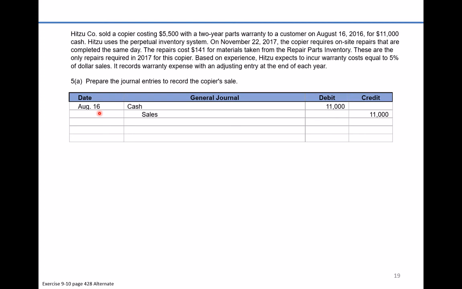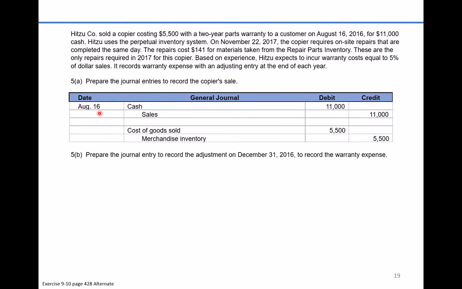Something they gave up, though, for this copier. When the customer took this, what goes down for the company? It's inventory. That inventory is going to get expensed out as what's called cost of goods sold. So the amount of cost of goods sold is the amount of the unit cost, $5,500. And that's going to be reduced in inventory by $5,500 as well.